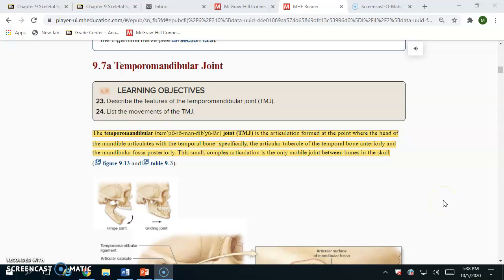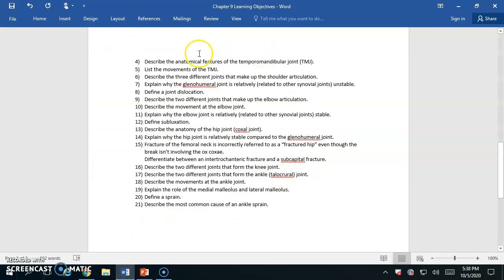Alright, AMP1 students, in this video we are going to talk about specific synovial joints in the body. So on our objectives, we are going to start talking about the temporomandibular joint. So that's our first two objectives here, and then we'll move on and start talking about other joints as well.